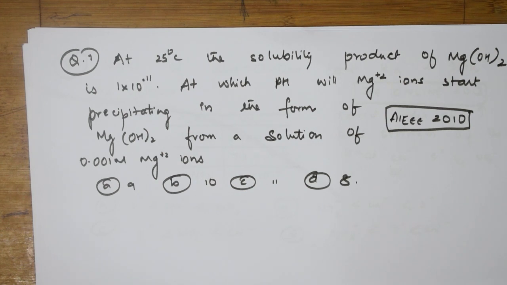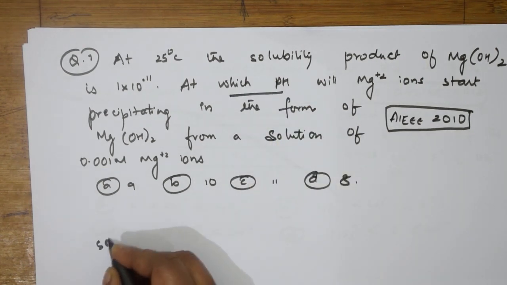So here what did they give us? Solubility product at 25 degrees, the solubility product of magnesium hydroxide is 1 × 10⁻¹¹. At which pH will magnesium ion start precipitating in the form of magnesium hydroxide from a solution of 0.01 molar Mg+2 ions? At which pH I have to find? I need to find this pH.